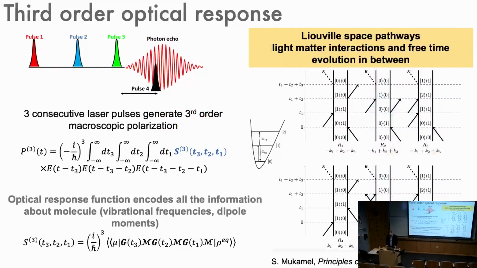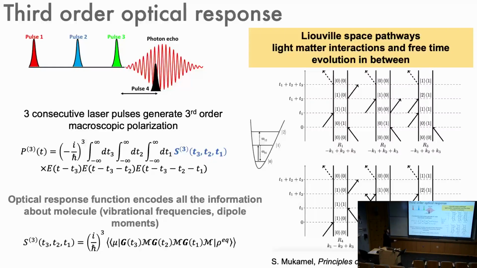And my group does simulations. To simulate these experiments, we need to simulate a third-order optical response of the system. Essentially, this is a microscopic polarization, the quantity of interest, and you can think about it as a convolution of electric fields and something that's called the optical response function.